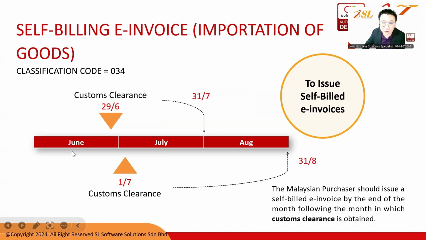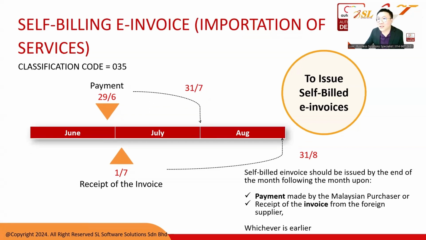So that's why we base it on your customs clearance form. Before the end of the next month after you receive the customs clearance form, regardless of whether you make payment or not, whether you receive the invoice or not, whether you send the goods to the customer or receive the goods or not, don't care. As long as you receive the clearance form, by the end of next month make sure you declare the self-billing. For example, if on 1st July you get the clearance form, then by end of August you need to submit to the e-invoice portal the self-billing invoice. And also self-billing invoice for imported services.